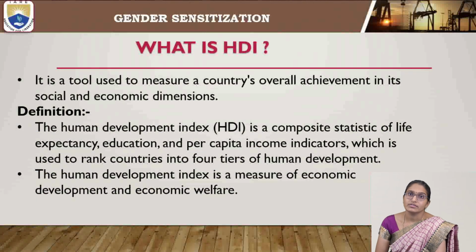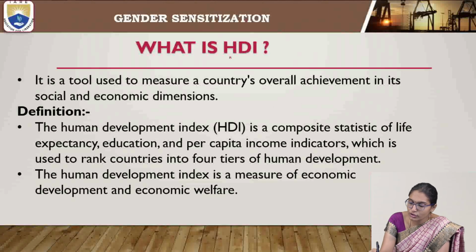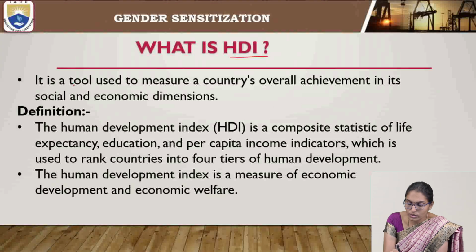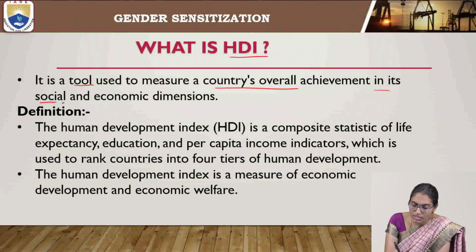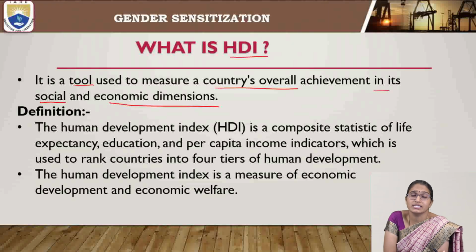Now we have studied what the pillars are, and who discovered it, and next we will see what the Human Development Index actually is. It is a tool used to measure a country's overall achievement in its social and economic direction. So how far the country has developed. By using this HDI, you can find out how far development has occurred in a given country.